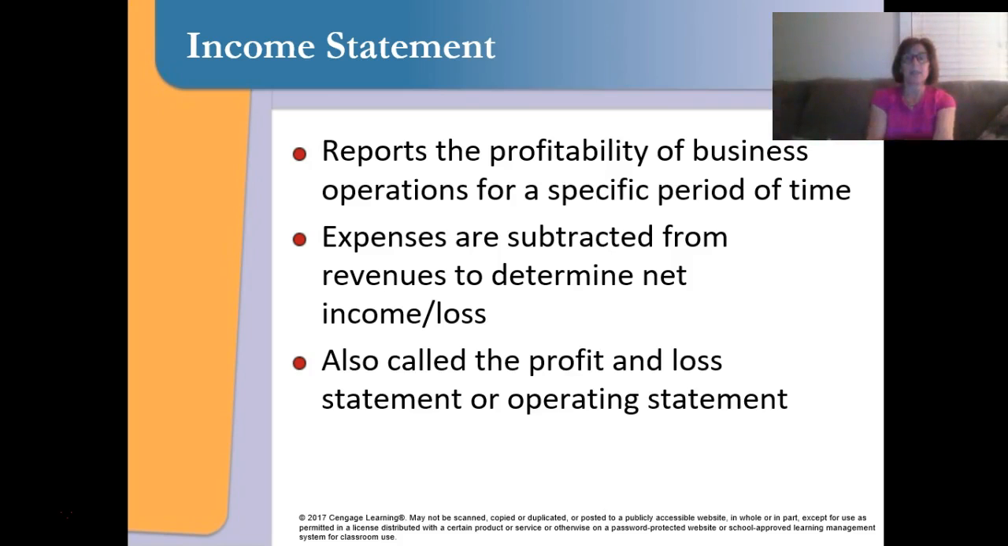So, what is an income statement? An income statement reports the profitability of a business. It is your revenues minus your expenses. You will also hear it referred to as a profit and loss, but if you're taking the computerized accounting class, you'll see in that class they talk about the income statement as profit and loss, but it is an income statement.